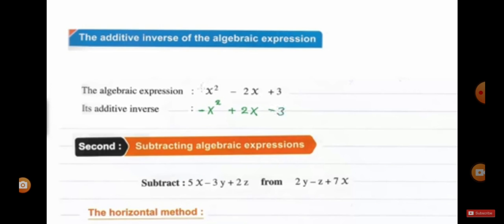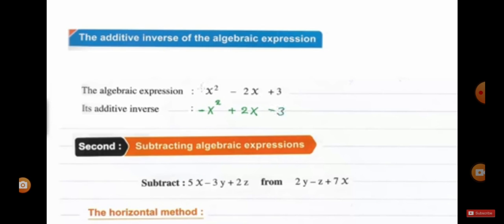As we knew before, the additive inverse of any number is the number with the opposite sign. If I say 7, then the additive inverse equals −7. Negative 6, the additive inverse equals 6. This is for numbers. Now I'm talking about the additive inverse of expressions. I do the same thing with it.